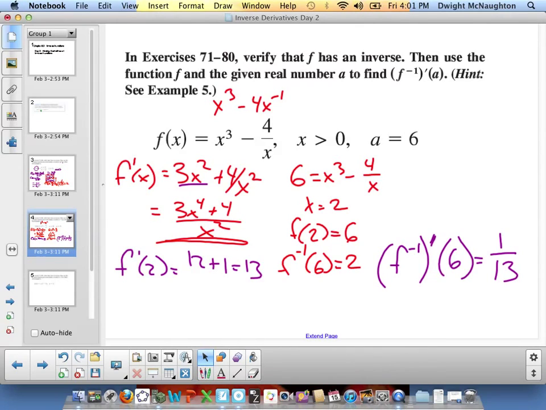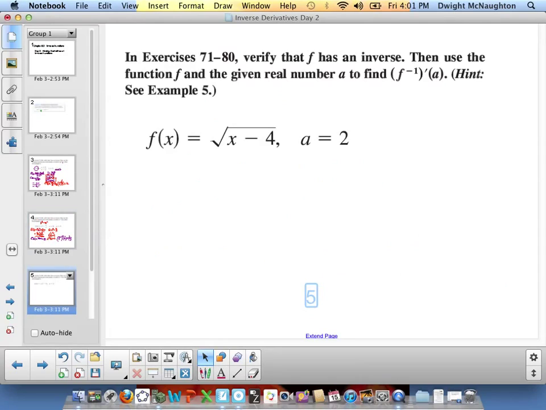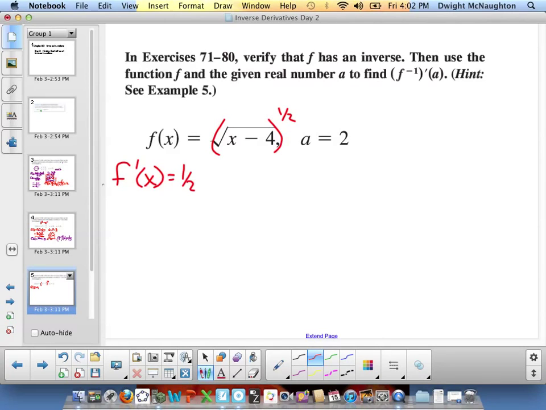Again, I try to do it the way I showed you yesterday, so you don't have to remember a formula. You remember the concept of inverse, meaning switch, and you just switch everything and go implicitly. All right? Verify this has an inverse again. We're going to need to find the derivative anyway. So let's rewrite this as (x minus 4) to the 1/2. Our derivative is 1/2 times (x minus 4) to the negative 1/2 times the derivative of what's inside, which is 1. I'm going to rewrite this as 1 over 2 square root of x minus 4.